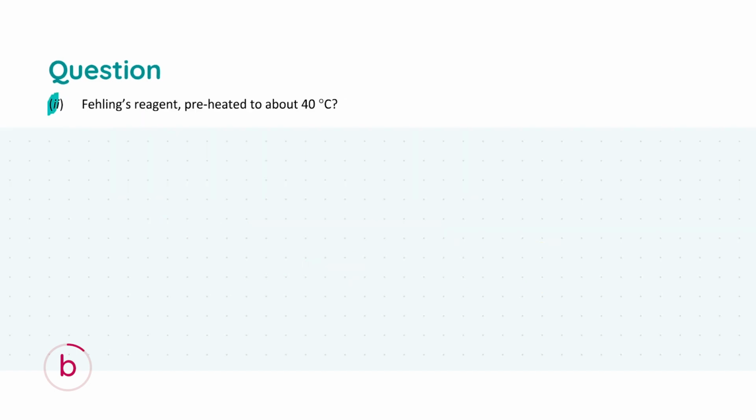So having a look now at part 2, building off from the last question, we're being asked what is observed when we add this reagent to the ethanol. In this case, the reagent we're looking at is Fehling's reagent, and we're also told it is preheated to about 40 degrees. So we're going to be seeing another colour change. It's important to state the colour before, and then the colour afterwards to get your full marks.